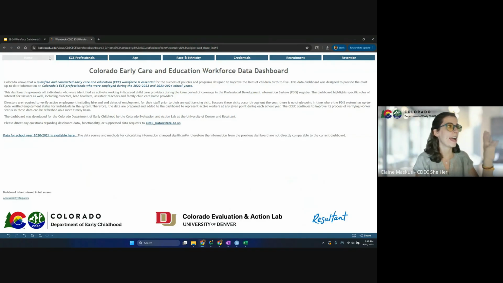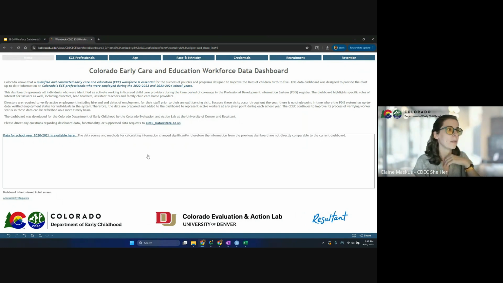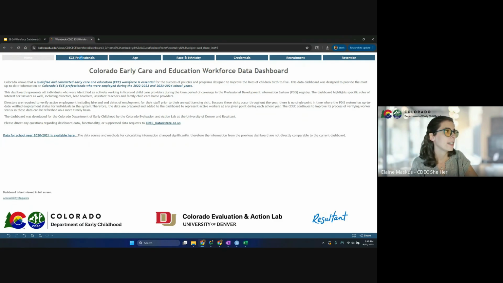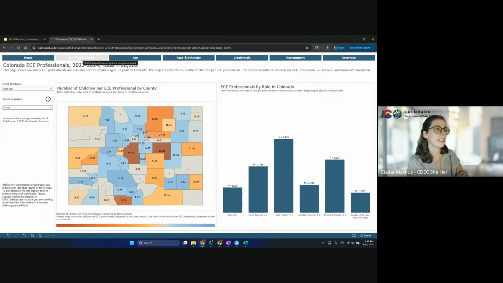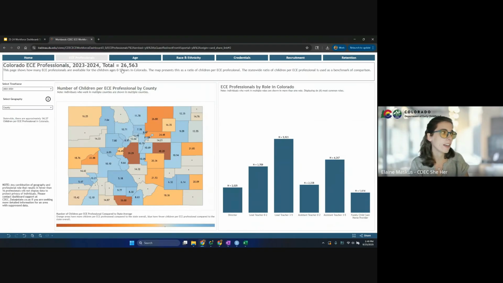So this home tab at the top, or these tabs across the top, are how you navigate to the different data sources. This home tab just has some high level information as well as a link to the previous dashboard. And then to get into the data, this ECE professionals tab shows the overall number of professionals in the state of Colorado. And then over here on the left-hand side, we have some filters.